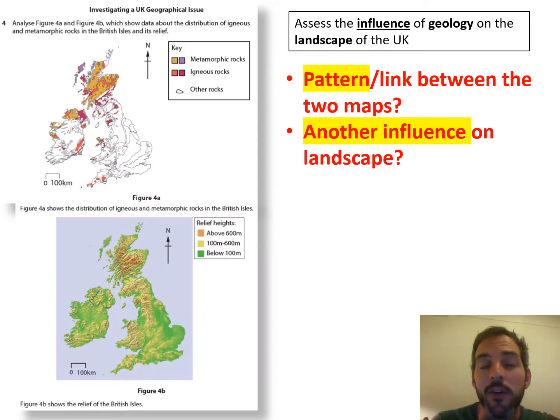Having this lesson online in a video is excellent because it means if you find it difficult, you can pause and stop and go back when you need. The first thing I'd like you to do is to write down the question here. Assess the influence of geology on the landscape of the UK.